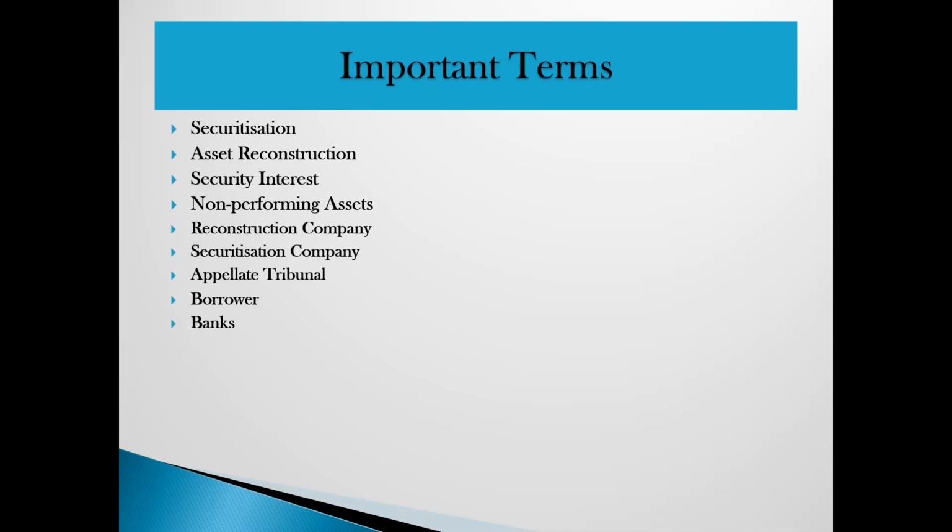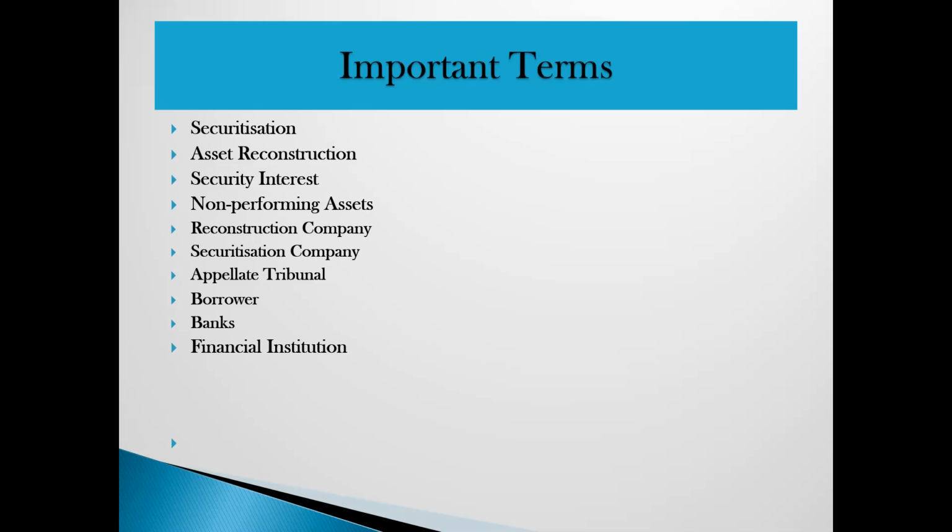And the last term, that is financial institutions. Section 2(1)(m) of this act states that a public financial institution within the meaning of section 4A of the Companies Act 1956 is called a financial institution. And any institution specified by central government under sub-clause 2 of clause (h) of section 2 of the Recovery of Debts Due to Banks and Financial Institutions Act 1993.